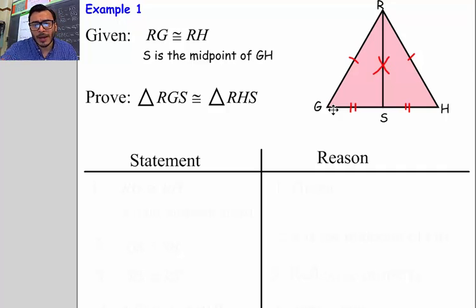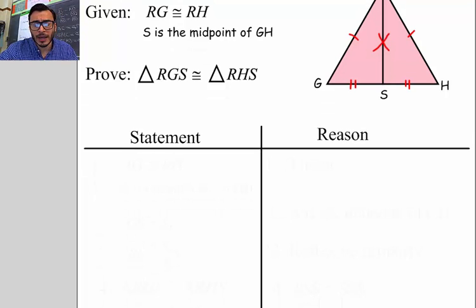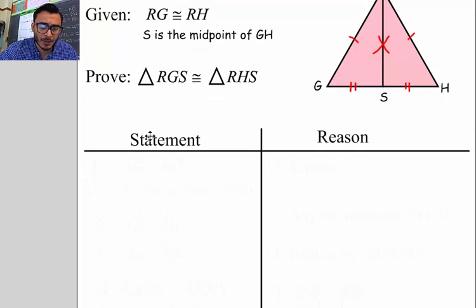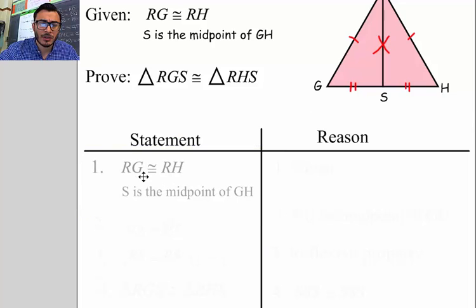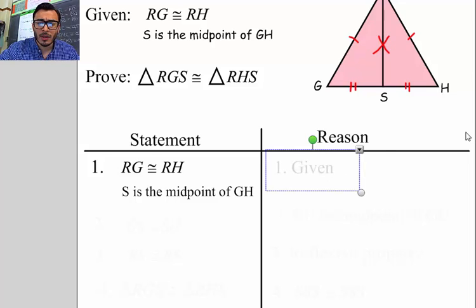So let's actually write out the proof. Now this is called a two-column proof. So we have two columns. The left column says statement. The right column says reason. And I'm going to begin by writing the given information. So my first statement is just the information that's given. And so I could say RG is congruent to RH. S is the midpoint of GH, and I can say all that because it's given. So in a proof, you always want to back up your statements. You want to be able to justify them.